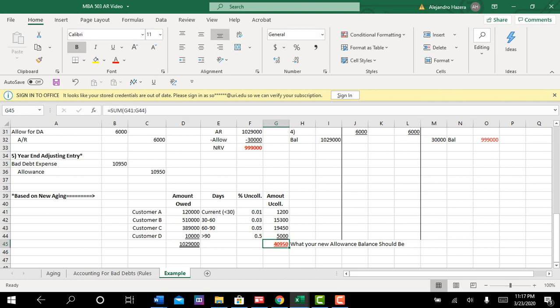Okay, so we need an adjustment to the allowance of $40,950 less the existing balance of $30,000. So we're going to need an adjustment in there for $10,950, which once again is the difference between these two amounts right there.